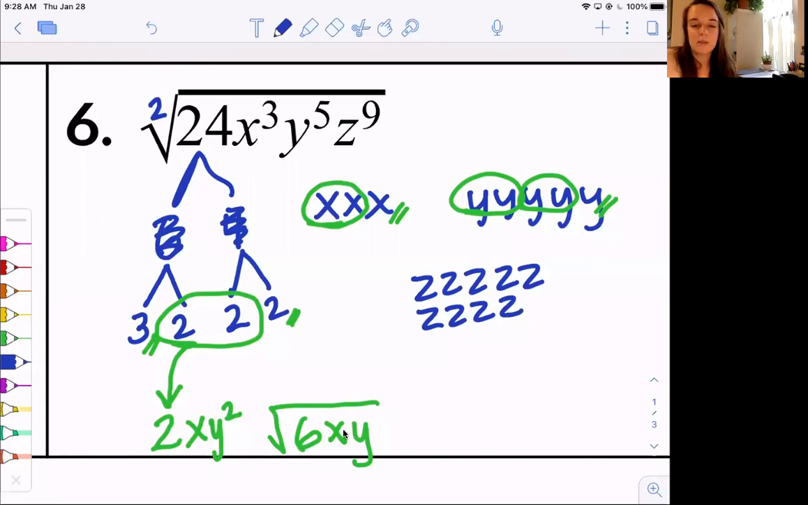So those X and Y are being multiplied in the end here, right? I like that idea. What can I do with the Z's? What can I do with the Z's?